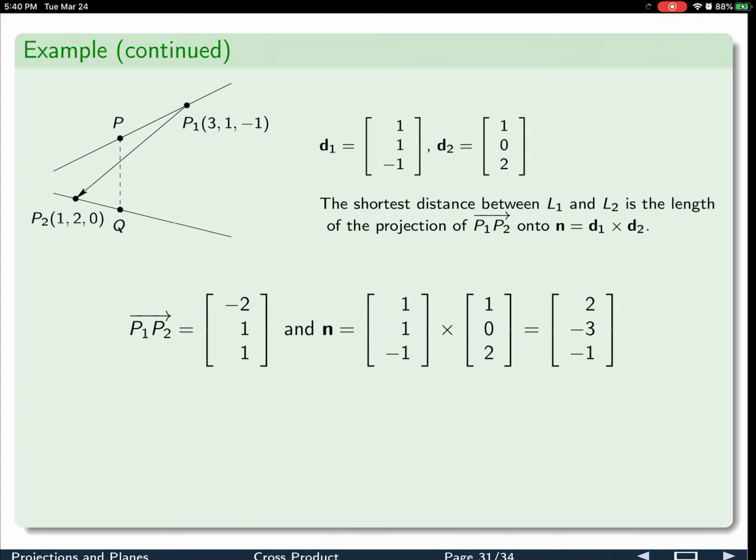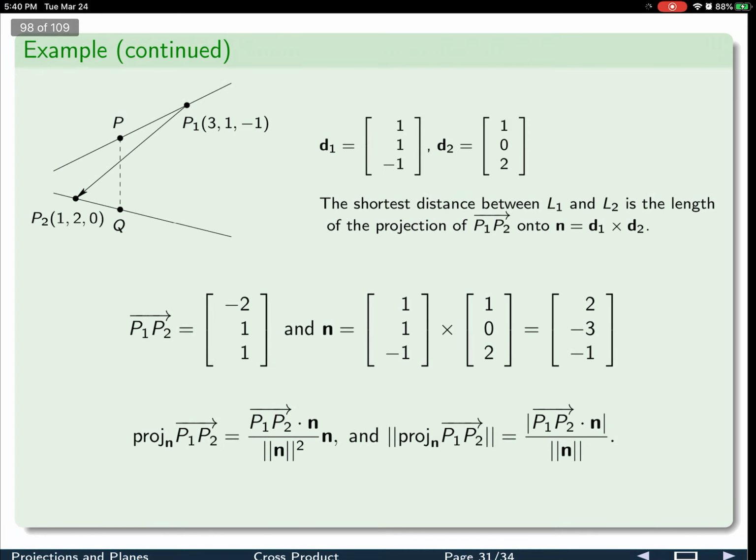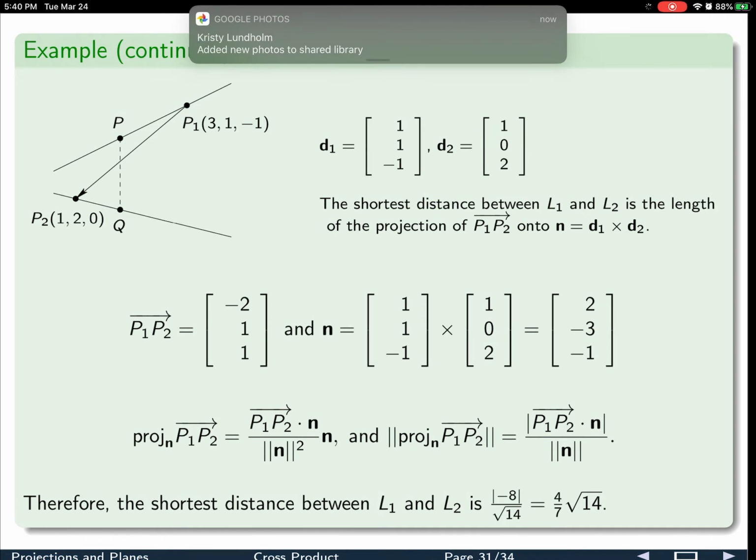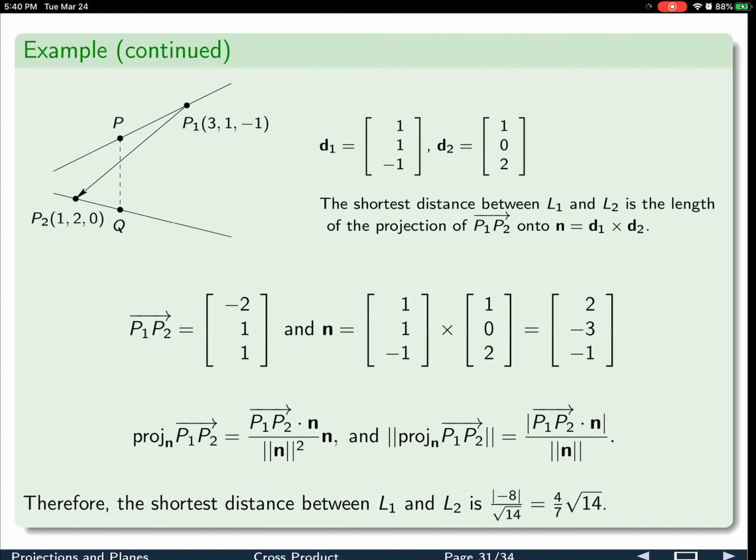And then once we have that normal vector n, we project the vector that connects P1 and P2, which are basically those starting points that we had for line 1 and line 2 respectively. So we take that vector and we project it onto the normal vector that is perpendicular to both of the lines. And when we take that projection, we get a vector and find that the shortest distance between L1 and L2 is, you know, that mess at the bottom of the screen. Cool?